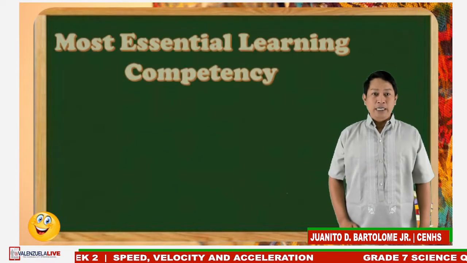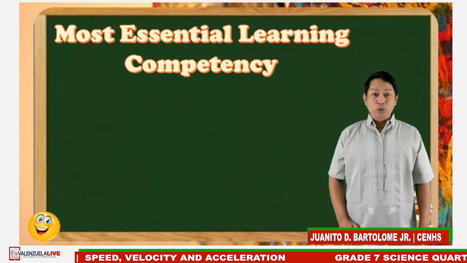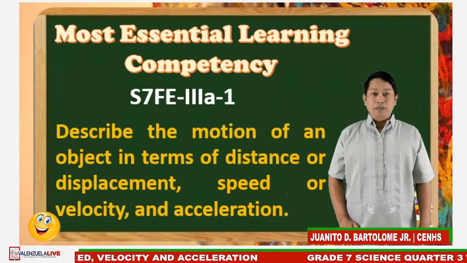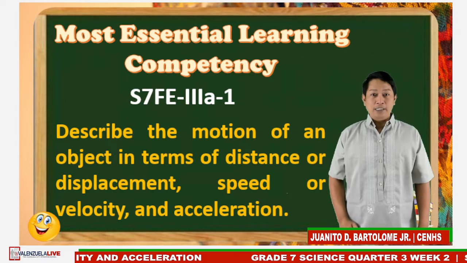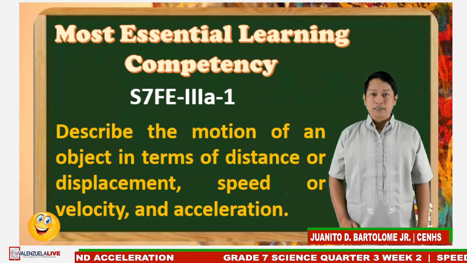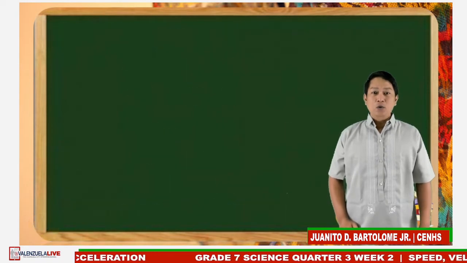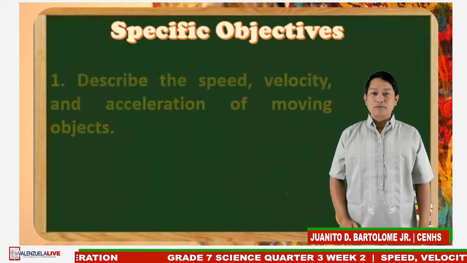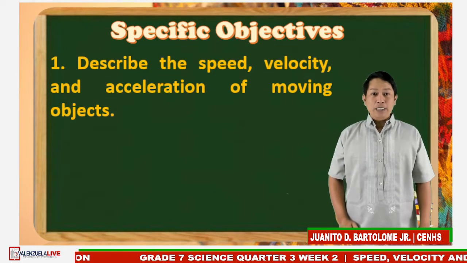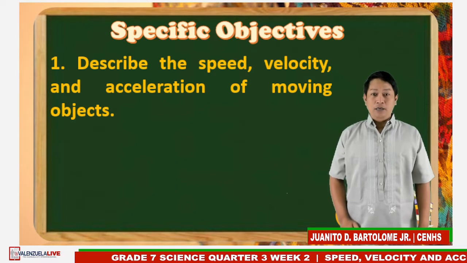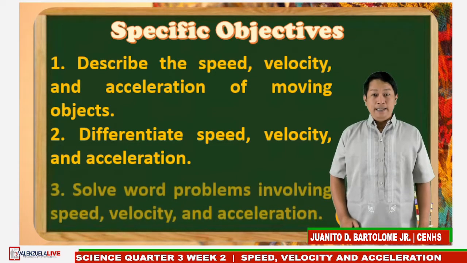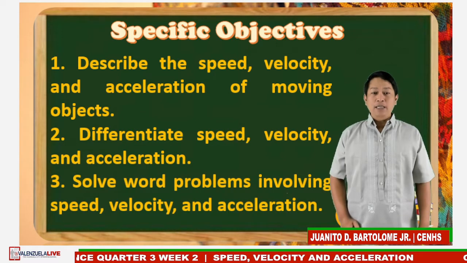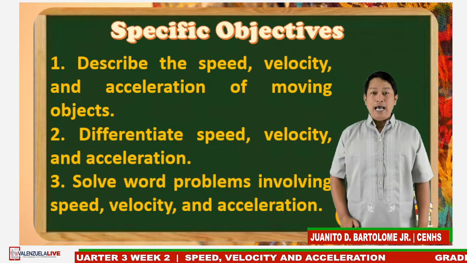For the most essential learning competency, you are expected to describe the motion of an object in terms of distance or displacement, speed or velocity, and acceleration. Specifically, you are expected to describe the speed, velocity, and acceleration of moving objects. Second, differentiate speed, velocity, and acceleration. And last, solve word problems involving speed, velocity, and acceleration.